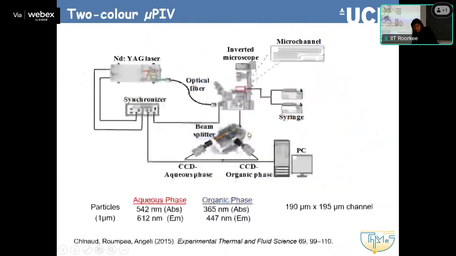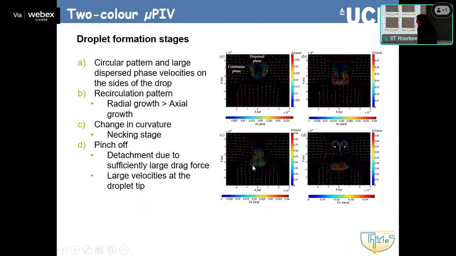and that's why we use fluorescent particles. We do that here, but as I said, we use two different types of particles, and in this beam splitter, we actually split the two wavelengths. So we have one camera receiving the aqueous phase particles' light and the other the organic phase particles' light, and that's one result we can get.